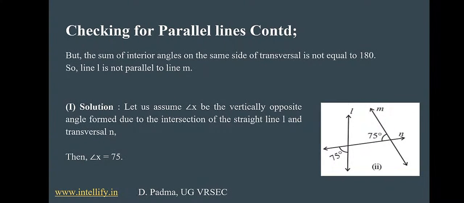And the next one is, in this diagram, let us take angle x as the vertically opposite angle formed by the intersection of straight line L and transversal N. So here we can say that angle x equals 75 degrees.